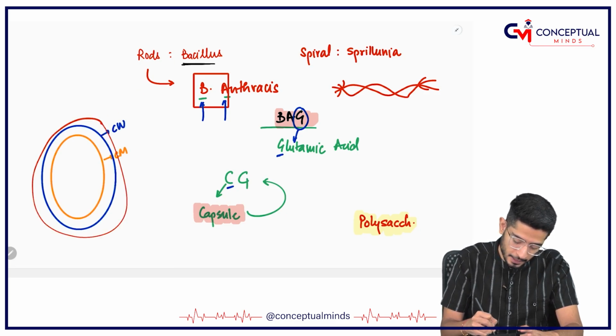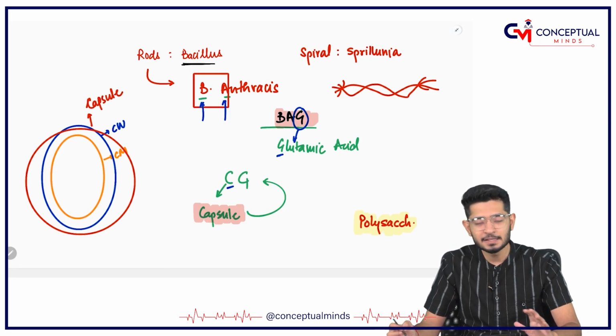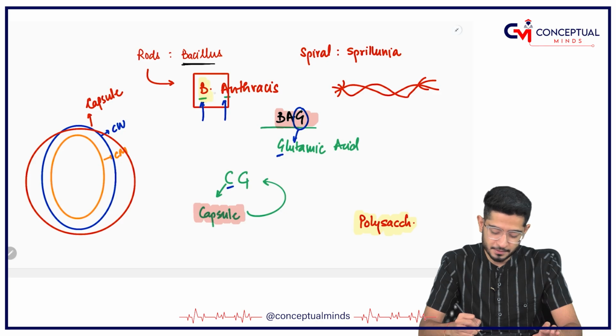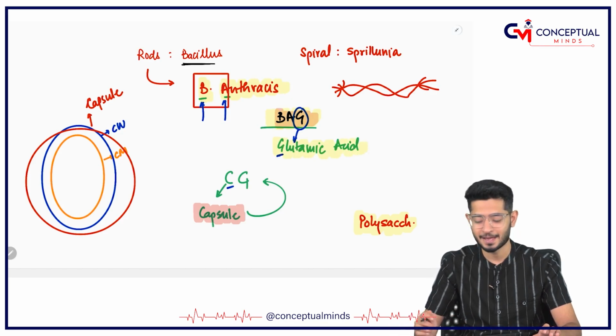And finally, we have got the third layer, that is capsule. So, I think the confusion of the layers is clear, and a beautiful example is Bacillus anthracis, known by the mnemonic BAG, that is made up of glutamic acid.